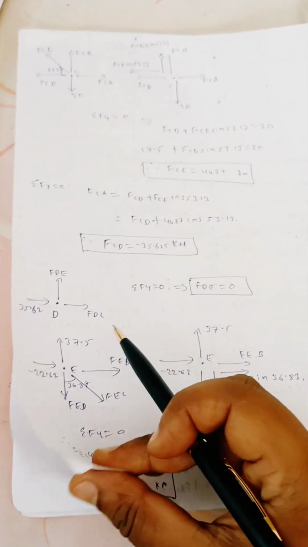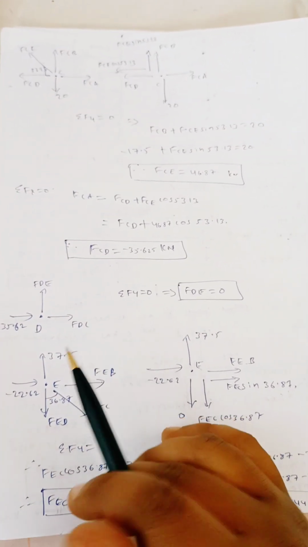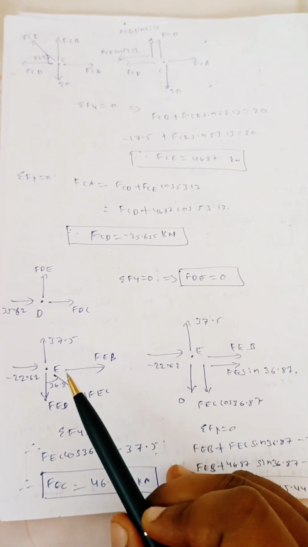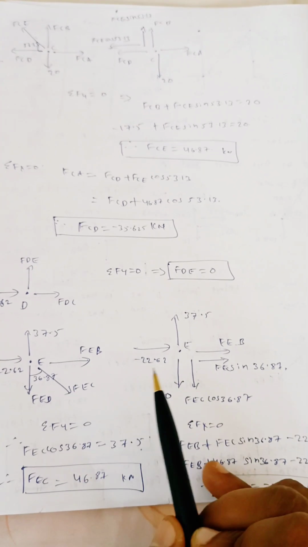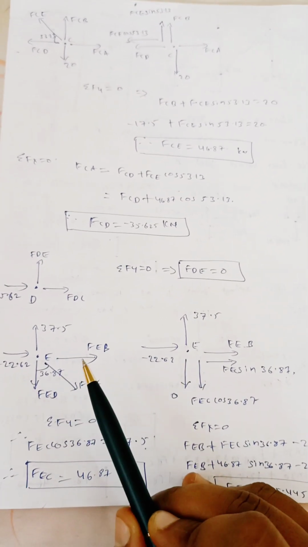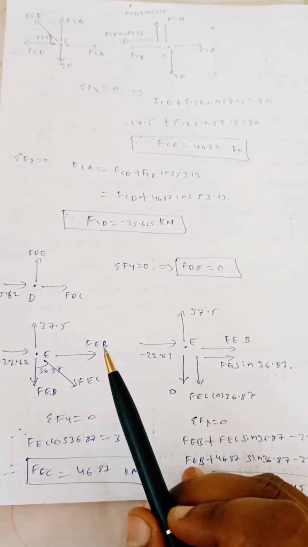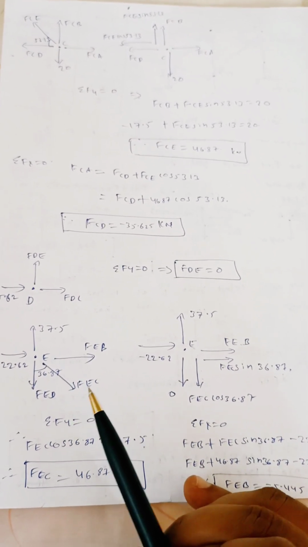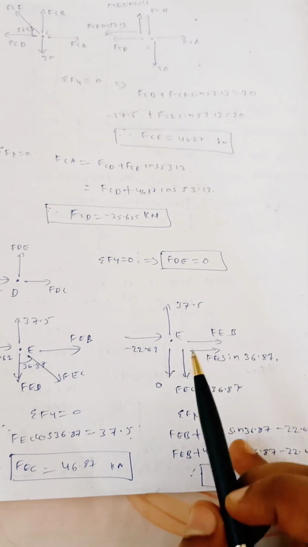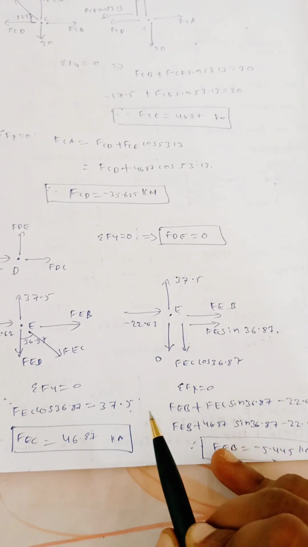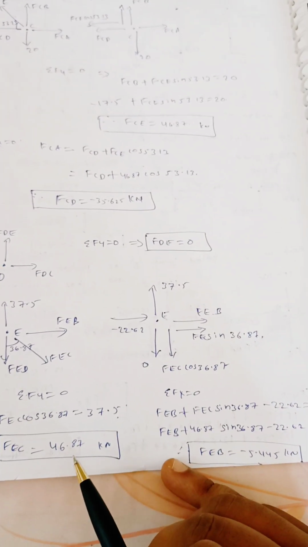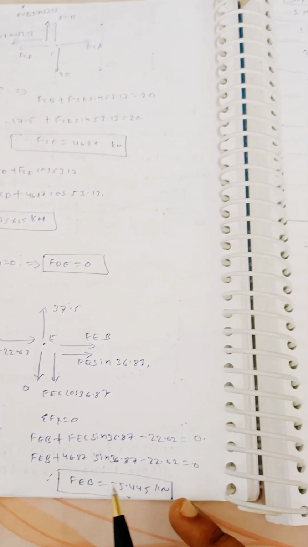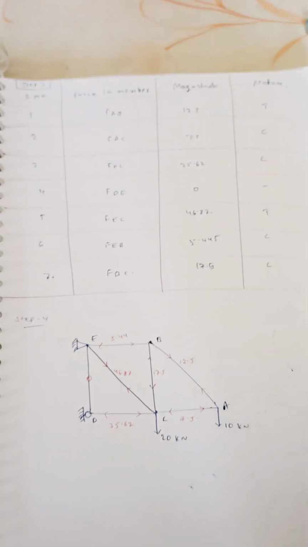Right. Then I will go to joint E. At joint E, I have all these forces. So I will resolve this FEC in this way. The horizontal component is FEC sin 36.87. Vertical component is FEC cos 36.87. And from here I will apply sigma Fx equal to 0, sigma Fy equal to 0. I will get FEC as 46.87, FEB as minus 5.445.